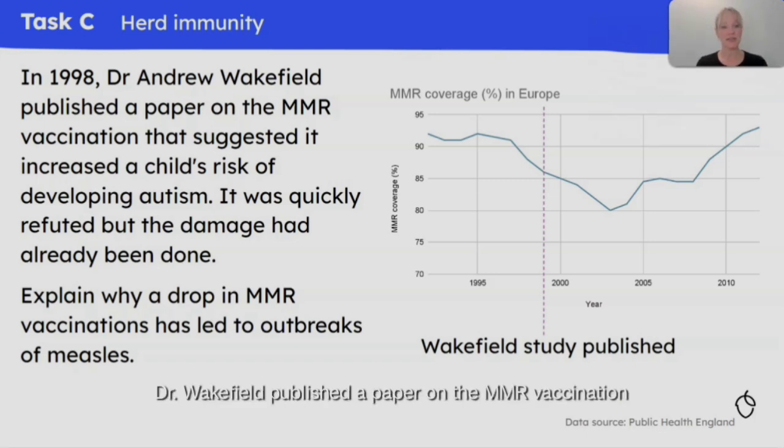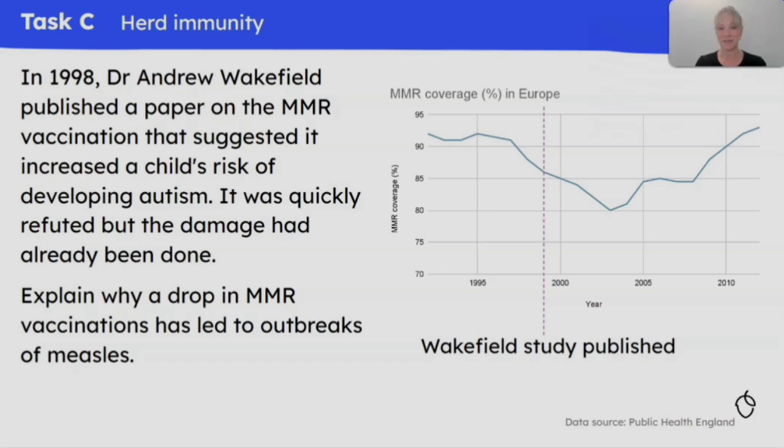In 1998, Dr. Wakefield published a paper on the MMR vaccination that suggested it increased a child's risk of developing autism. It was quickly refuted, but the damage had already been done. Explain why a drop in MMR vaccinations has led to outbreaks of measles. I'll give you a moment to think about it, but if you need more time, please pause the video.